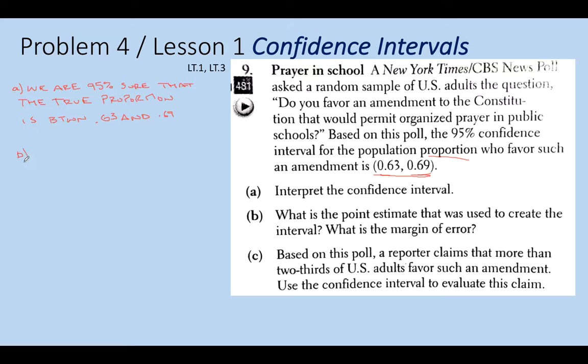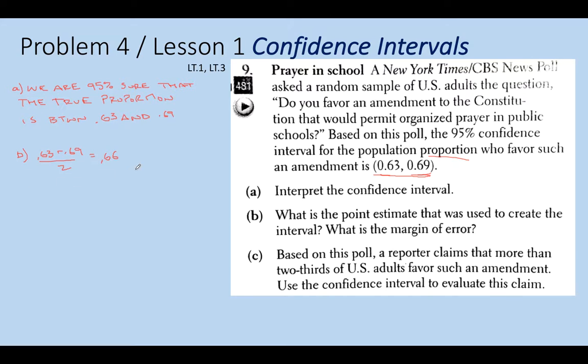Part B, what is the point estimate that was used? Well, the point estimate is that actual value that we're guessing would be the true proportion. And so basically we just take the average of these two. So it's going to be 0.63 plus 0.69 divided by 2 is equal to 0.66. So there's our point estimate of the true proportion. Does it mean it's the proportion? No, but it's our point estimate of it.